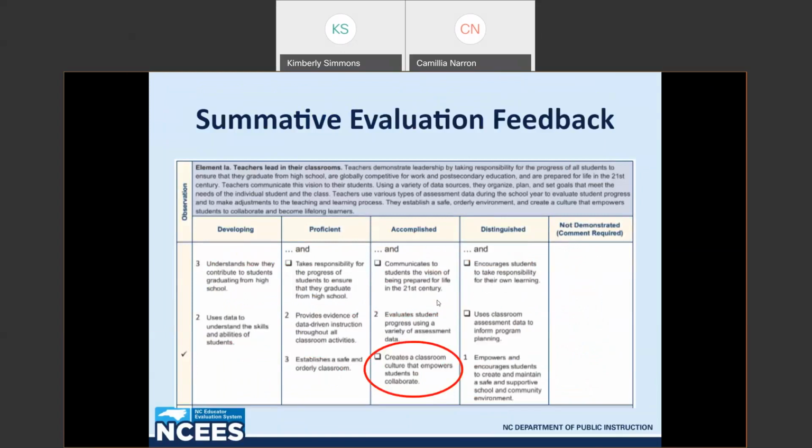Another area for conversation could be around here, creates a classroom culture that empowers students to collaborate. It is unrealistic to think that you would discuss every descriptor from every element that has not been marked. Pick and choose from the focus for your feedback. In other words, there's no way throughout the summative evaluation to go through and have a feedback conversation on every descriptor that wasn't marked, but pick and choose where you feel like you need to have those feedback conversations. That's what you would do in preparation for the summative evaluation conversation.